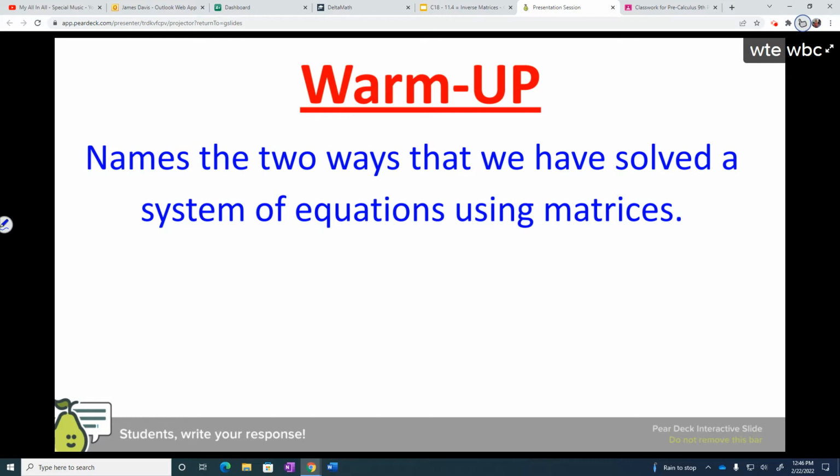Alright guys, we're gonna get started. So what I want you to do is see if you can come up with the two ways that we've solved systems of equations using matrices. Today we're actually going to do a third way. This will be the last thing we do with matrices, and then we can have a test and all that good stuff.